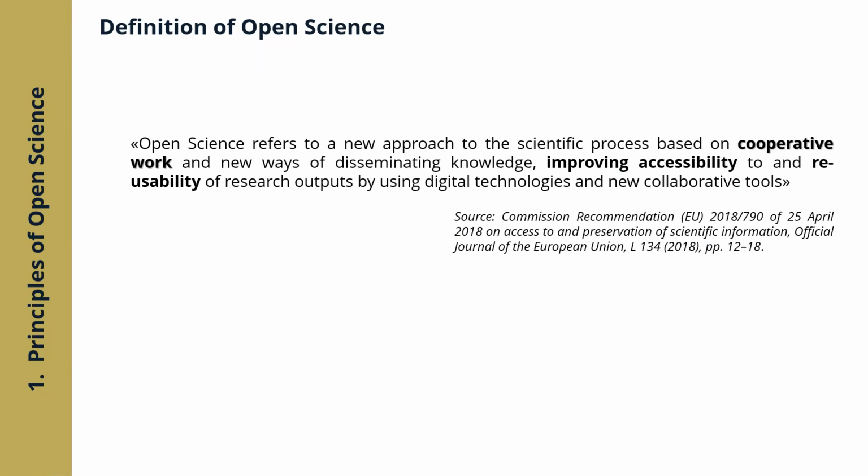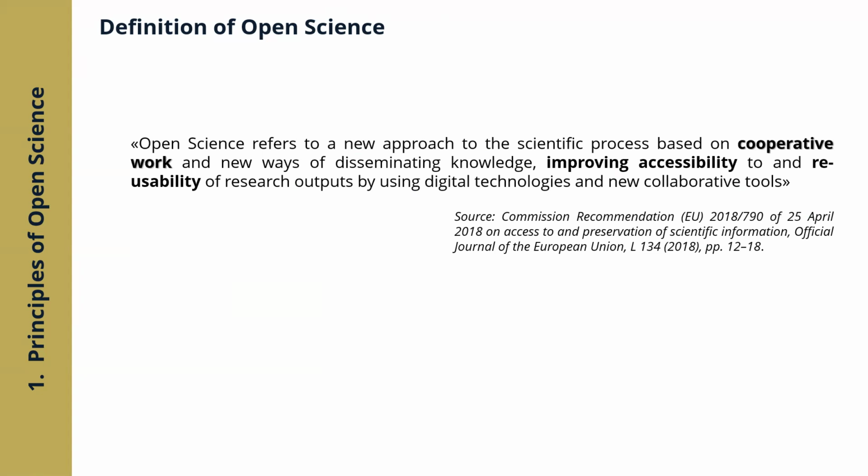You can find many definitions of open science, but for today's session I've selected this one, published by the European Commission in 2018 in a recommendation about preservation of scientific information. In this definition, they state that open science refers to a new approach to the scientific process based on cooperative work, new ways of disseminating knowledge, improving accessibility to and reusability of research outputs, using technologies and collaborative tools.